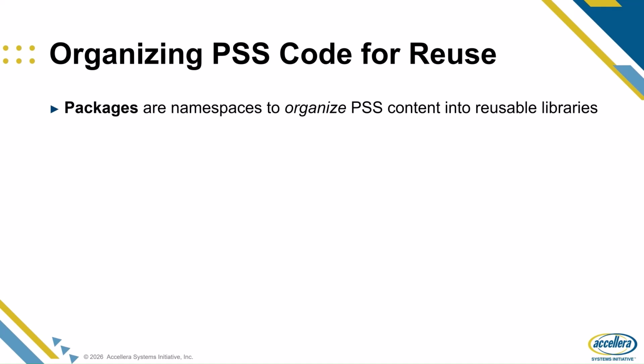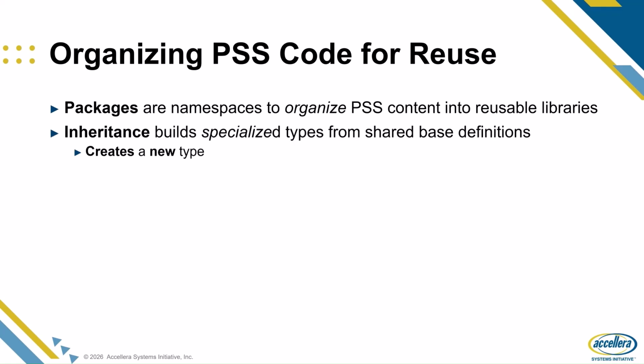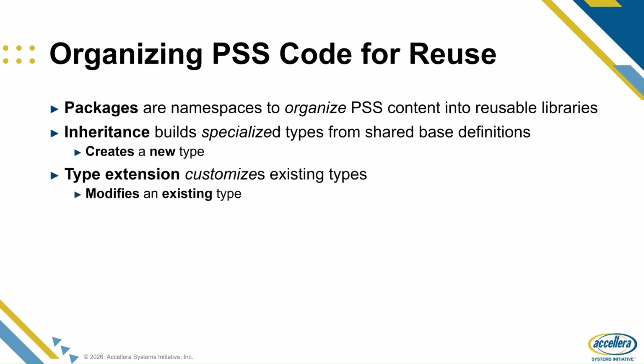So PSS packages provide namespaces to organize your content into reusable libraries. Object-oriented inheritance builds a new specialized type from a base type, and we can declare multiple different specializations from a common base type. PSS supports standard single inheritance object-oriented programming. On the other hand, type extension in PSS lets you customize an existing type without creating a new type.